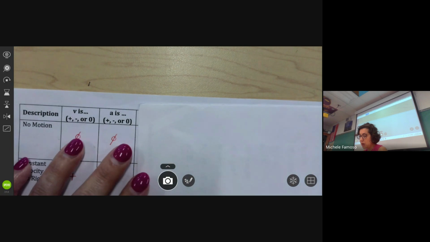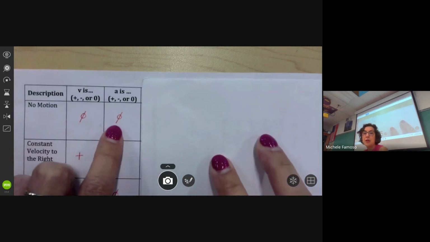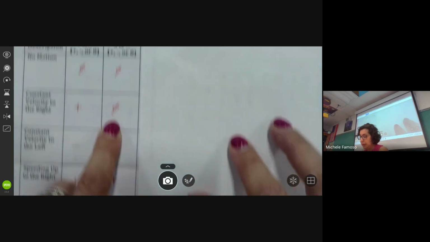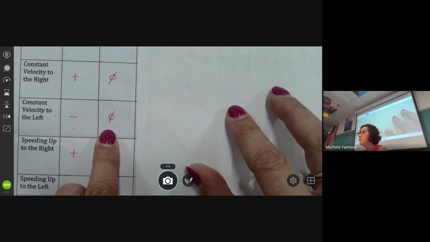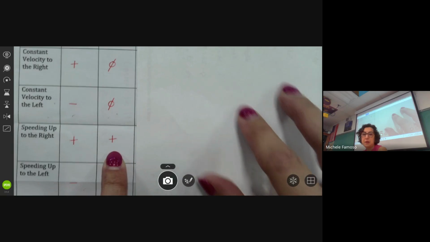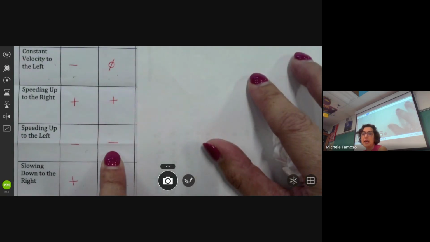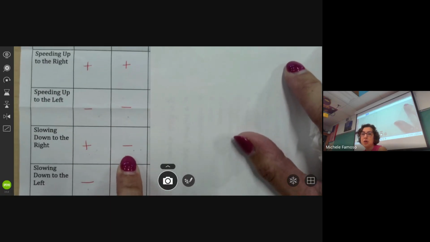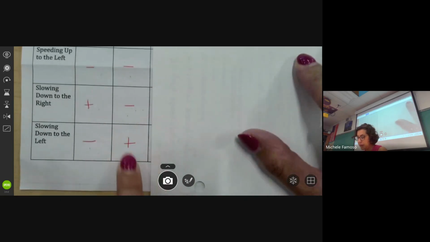All right, let's now talk about accelerations. If you're not moving, you don't have any acceleration. If you have a constant velocity to the right, you have no acceleration. If you have a constant velocity to the left, you don't accelerate. If you're speeding up as you go to the right, your acceleration is positive. If you're speeding up as you go to the left, your acceleration is negative. If you're slowing down as you go to the right, your acceleration is negative. If you're slowing down as you go to the left, your acceleration is positive.